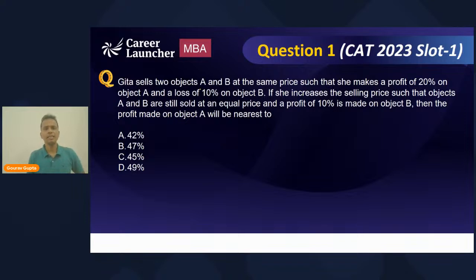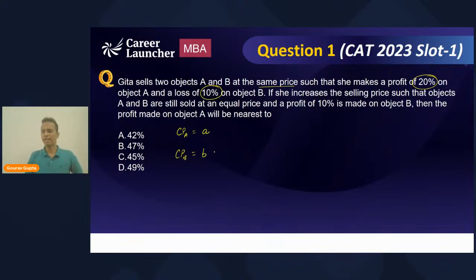Now the question says that Gita sells two objects A and B at the same price. So I can say that the selling prices of both the objects are equal, such that she is making a 20% profit on object A and 10% loss on object B. Right? So I will start by assuming the cost prices of A and B: let's say small a is the cost price of A and the cost price of object B is small b.